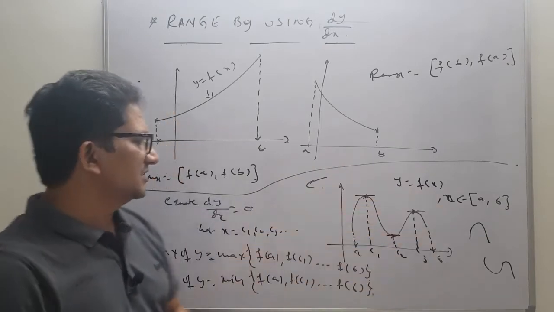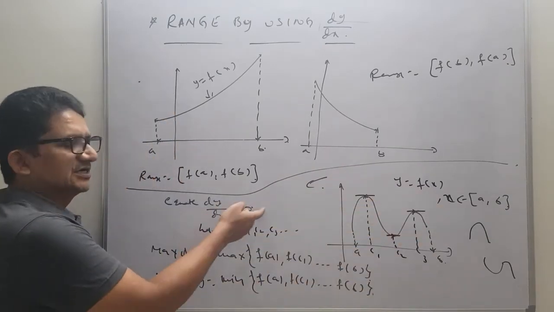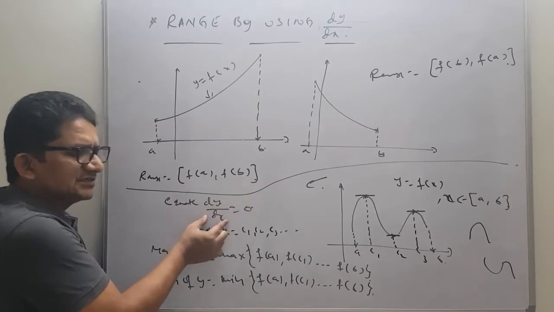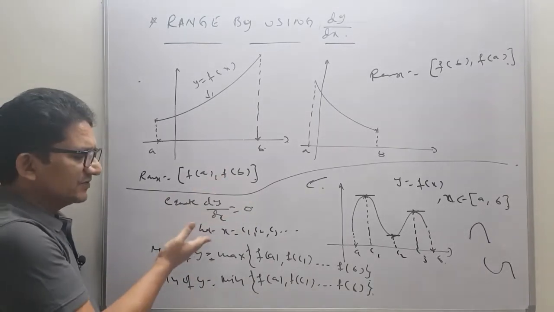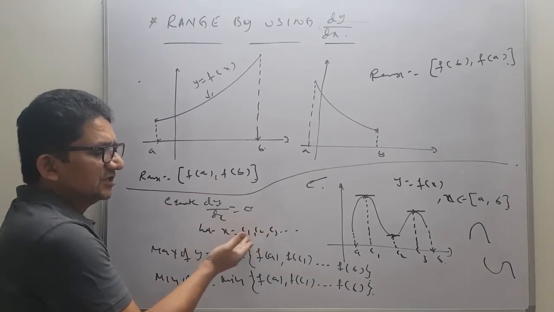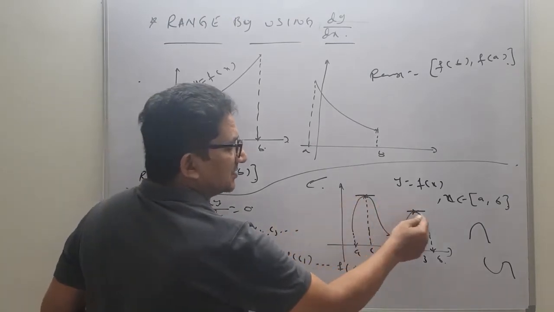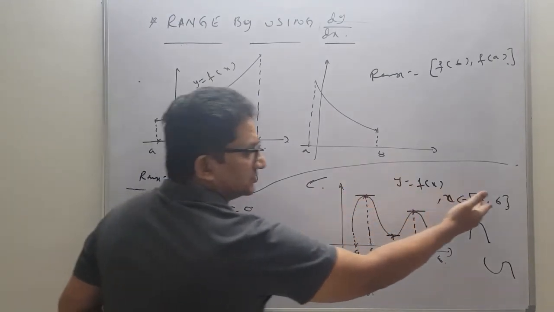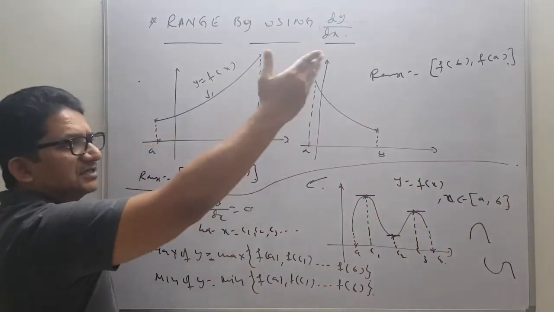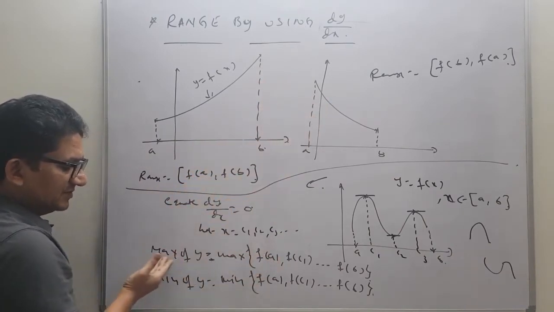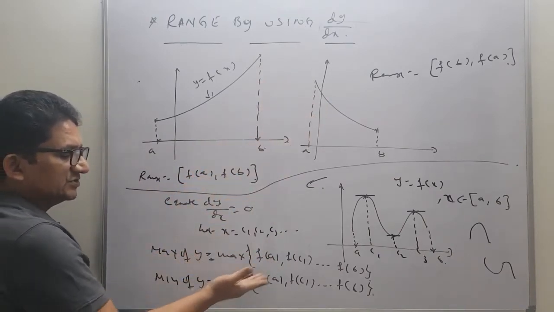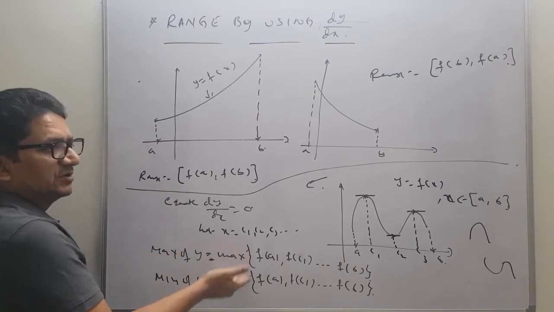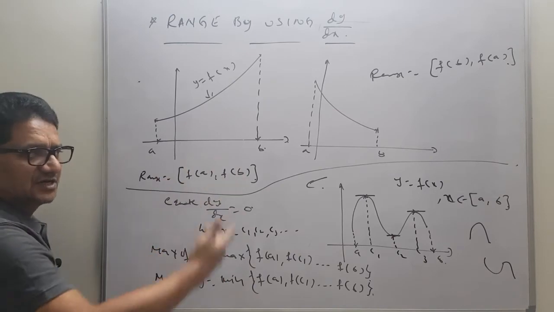In such a case, we will find dy by dx and equate it to 0. Because dy by dx is also an equation, while solving it you will get some roots. These roots are nothing but these turning point values. Now substitute these values in the function and substitute this a and b. Among all these, whichever comes as the maximum will be considered the maximum of y, and whichever is minimum will be considered the minimum. Now range is equal to minimum to maximum; you will write that as your result.